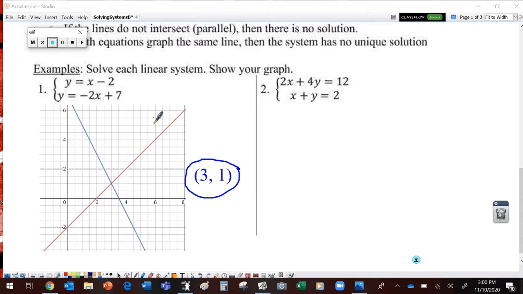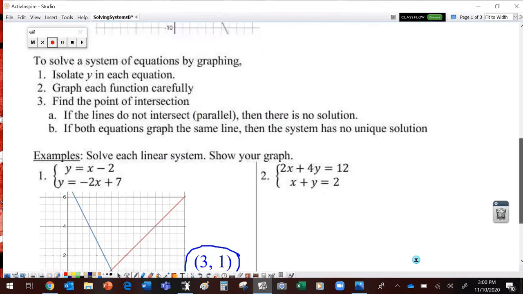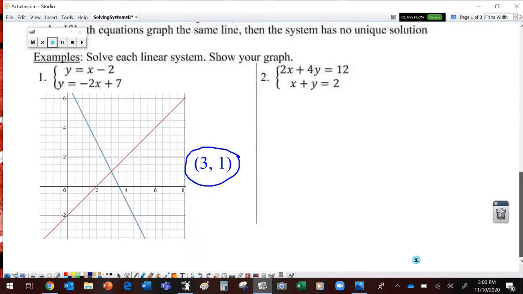Now, on example number 2, I have to do something before I can really get to graphing this, and that is I need to get y all by itself in each of these equations. Now, to get y by itself, we're just going to use some regular old algebra. For instance, on the second one, I have x plus y equals 2. So all I need to do is subtract x from both sides, and that'll give us the equation where y equals negative x, or the opposite of x, I should say, plus 2. And there we've got y all by itself.